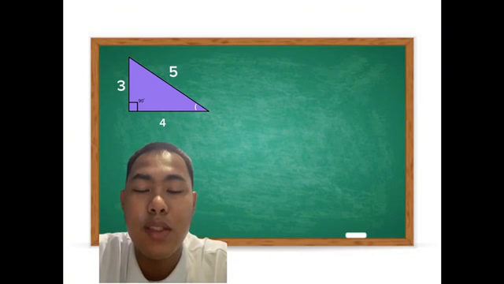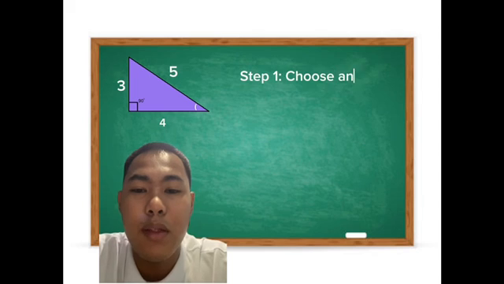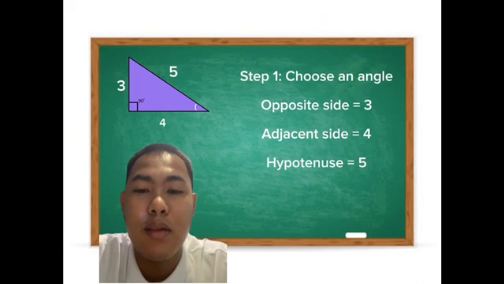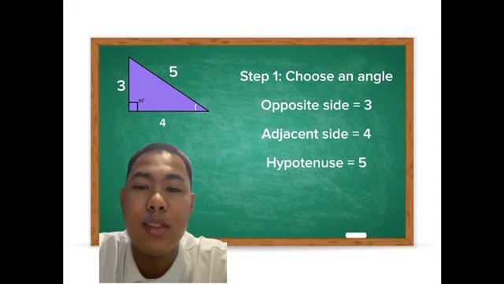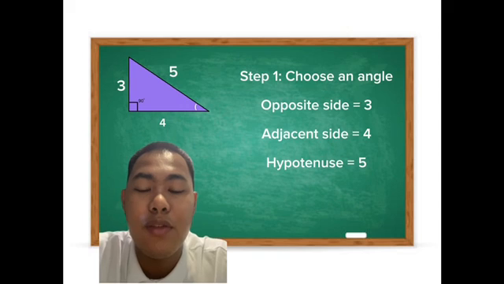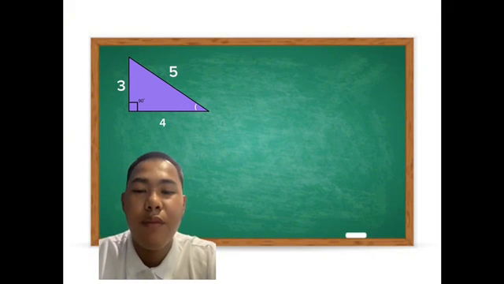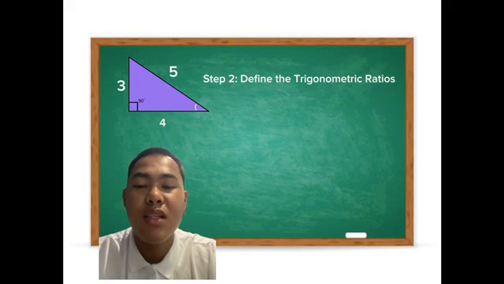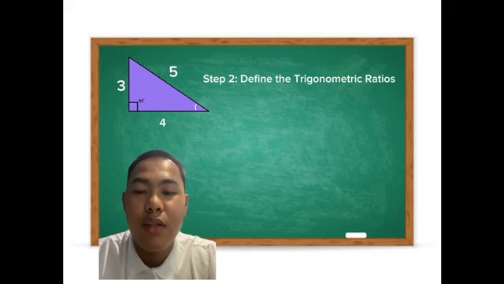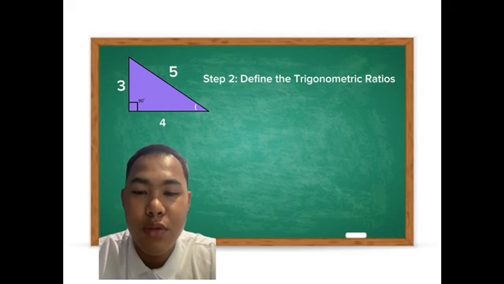Let's proceed to step 1. Step 1. Choose an angle. The opposite side is 3, the adjacent side is 4, and the hypotenuse is 5. After choosing an angle, let's proceed to step 2. Step 2. Define the trigonometric ratios using the three main trigonometric ratios.